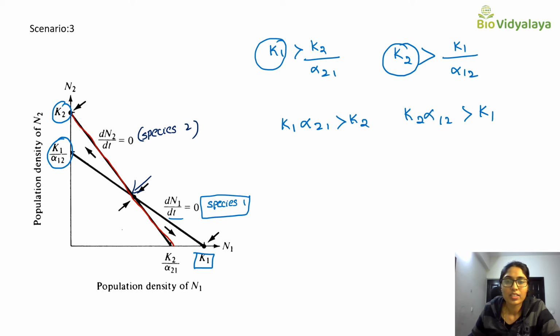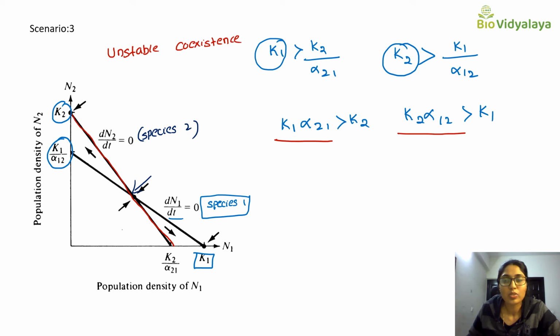Here we can see that the competition coefficient of both the species is greater. That means both are strong interspecific competitors. So, we can't predict who is the winner. Both the species have a chance of winning. That depends upon the environmental condition. So, this is the graph for unstable coexistence.